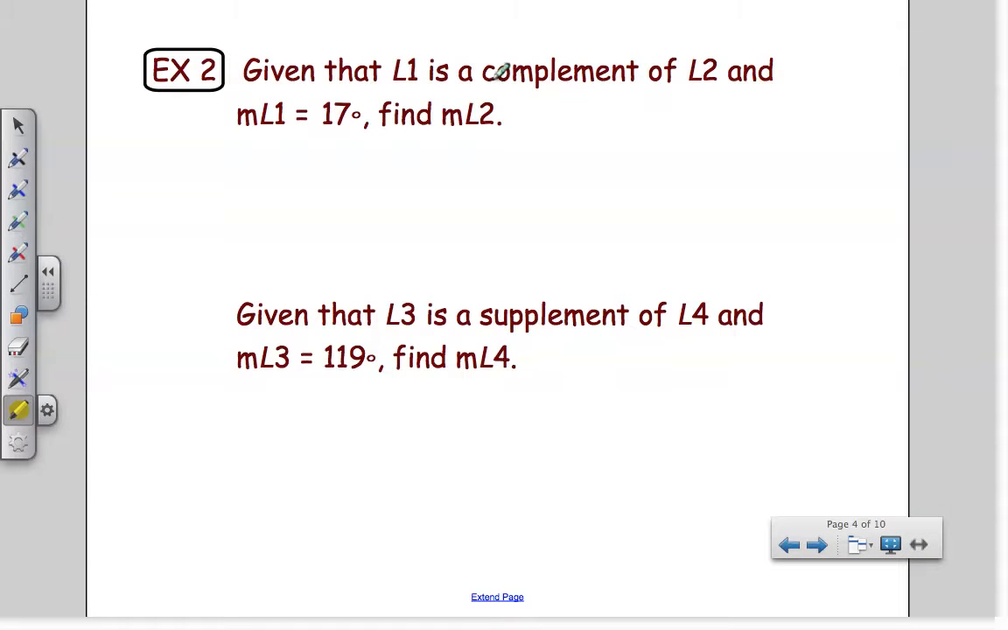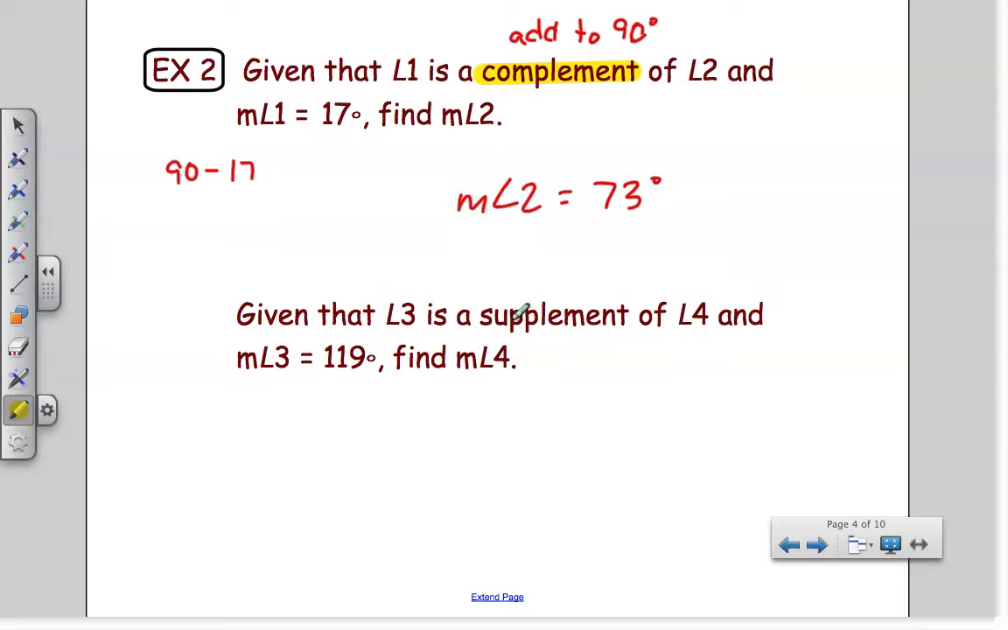Here we are given that angle 1 is a complement of angle 2. What does that mean? It means that angles 1 and 2 are complementary. Remember that complementary means they add up to 90 degrees. So if angle 1 is 17, I need to find the measure that would add with 17 to give me 90. In other words, I'm doing basically 90 minus 17. The measure of angle 2 then would have to be 73 degrees. 73 and 17 would add to 90.